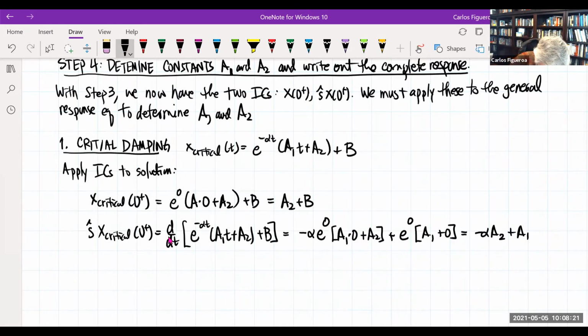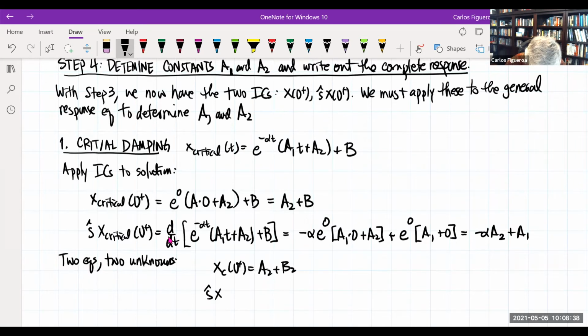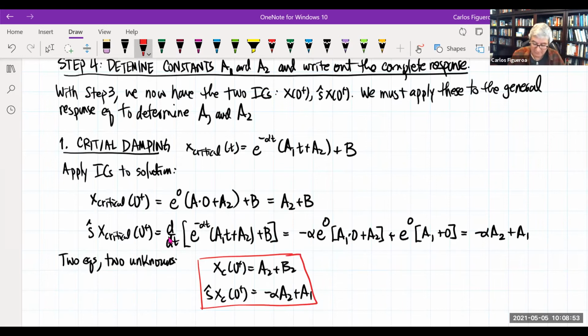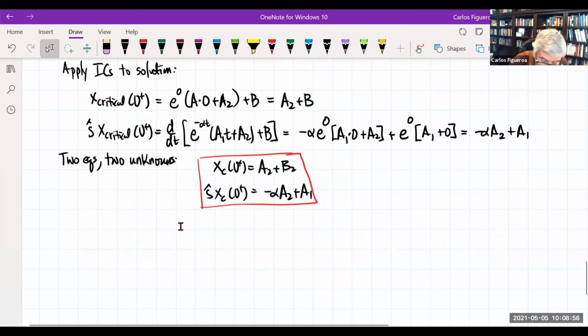So now what you see here is that I have two equations, two unknowns. So when I look at this thing, x critical at 0 plus is going to be a2 plus b. And then s hat x critical is then going to give me minus alpha a2 plus a1. Two equations, two unknowns. Right? No surprise. That's what they're going to do right there. So I'm going to try to be a little bit faster now.